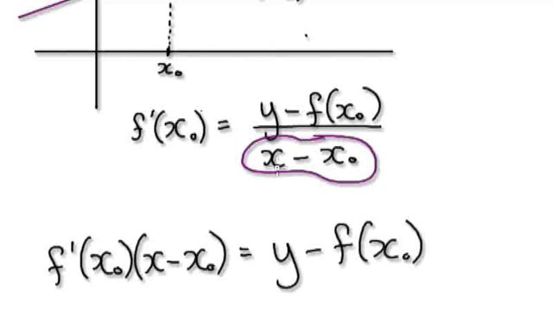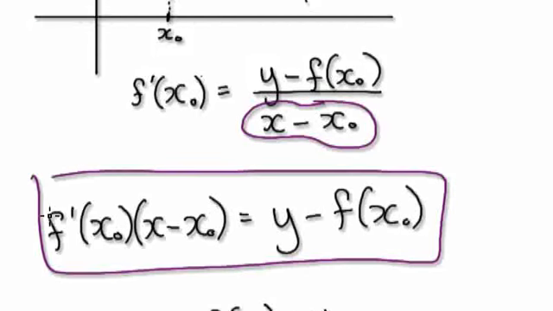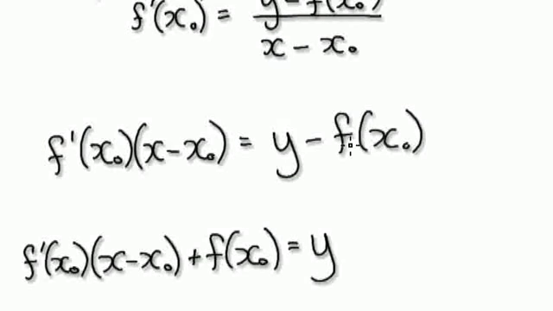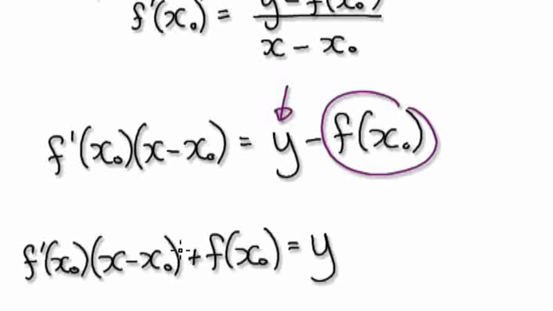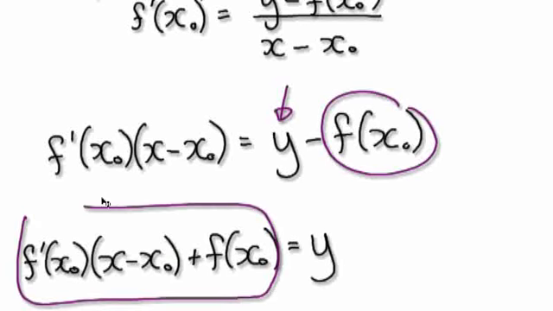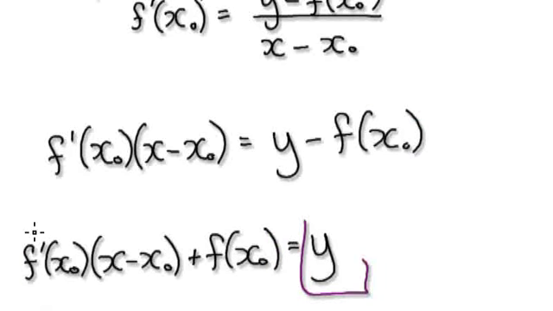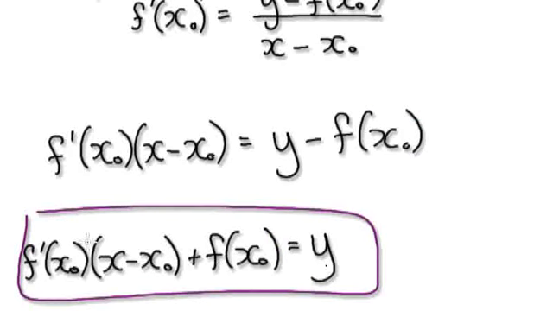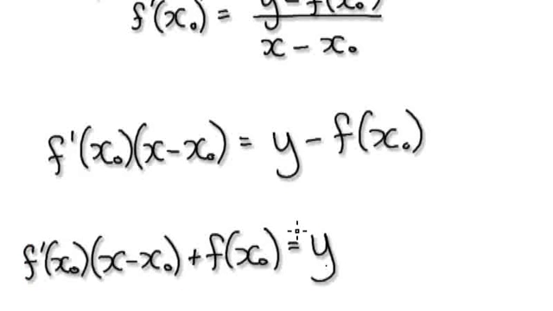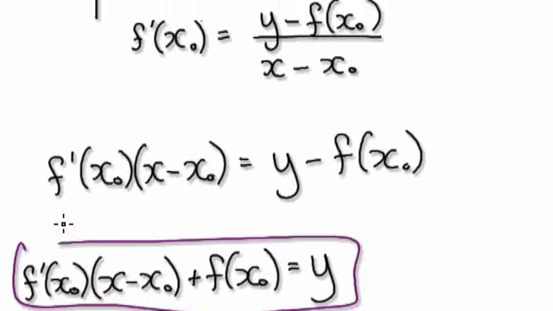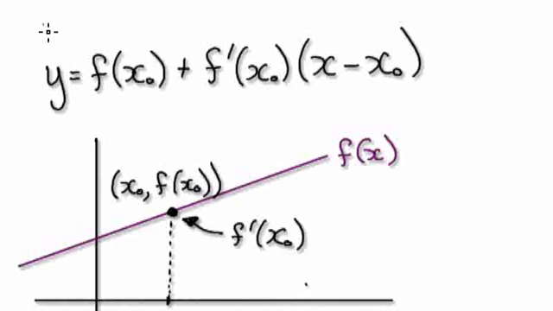Now imagine this as being a bubble. Multiply this bubble to both sides, and that will give you this. Then you try to get y on its own, so add f of x0 to both sides. That will give you this, which is our equation. Y equals, in a way, mx plus c. This is exactly the same as up here, but just written differently.